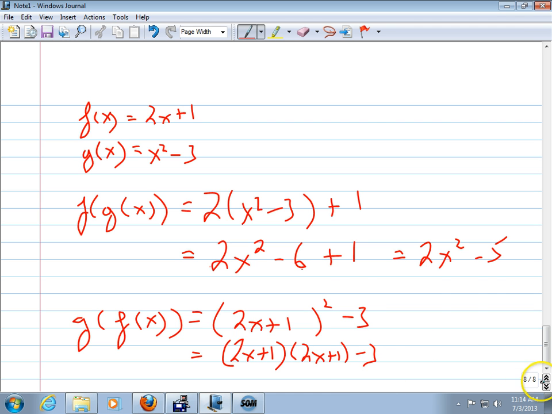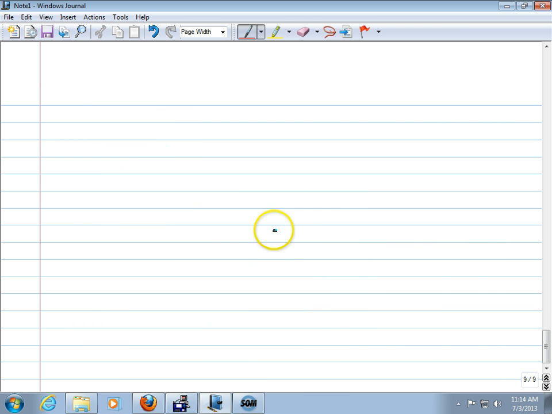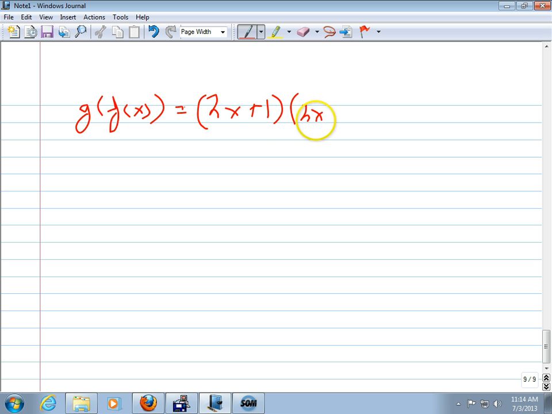All right, I'm running out of room. I'm going to go over here. So g of f of x was 2x plus 1, am I remembering right? Yes, times itself, and then it was minus 3. Okay.